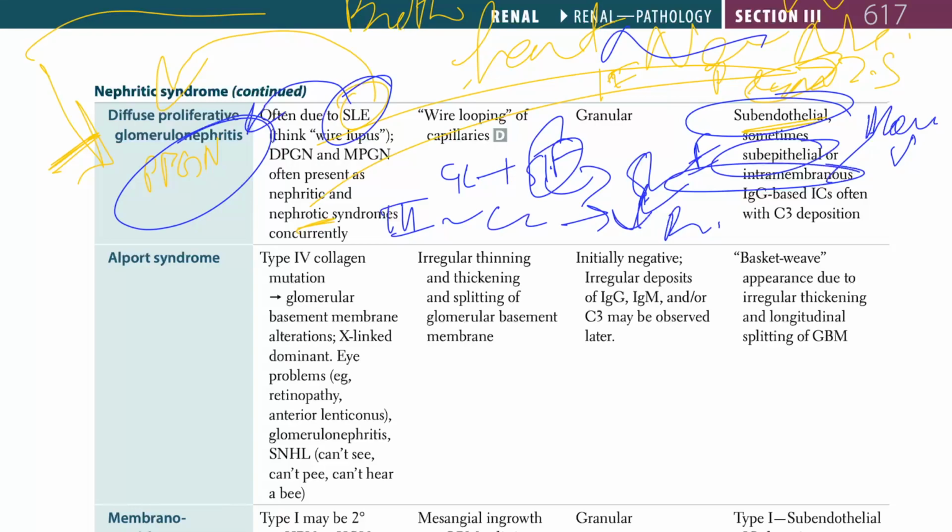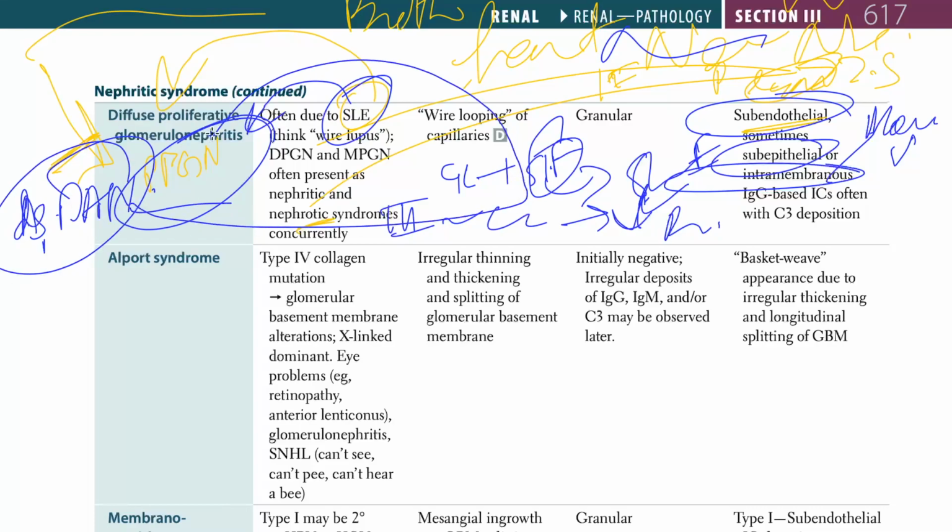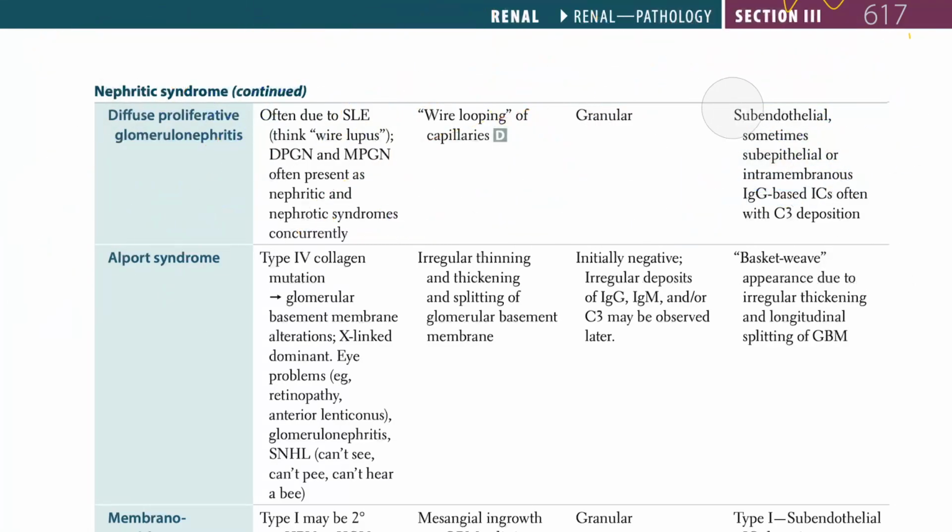One important thing you have to remember is that in SLE you have double-stranded DNA antibody, right? That's what you have in SLE. So now we have these same antibodies coming and depositing within the subendothelium, subepithelium, or in the mesangium, leading to nephritic or nephrotic syndrome. Very important with SLE. Moving on to Alport syndrome.